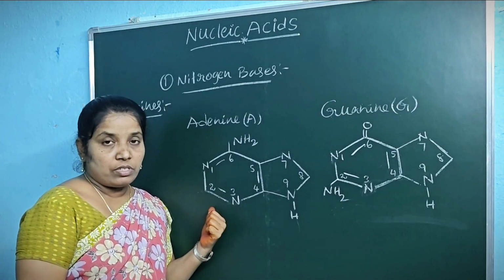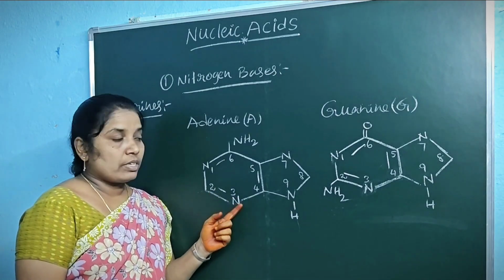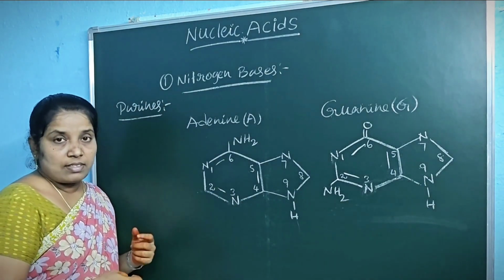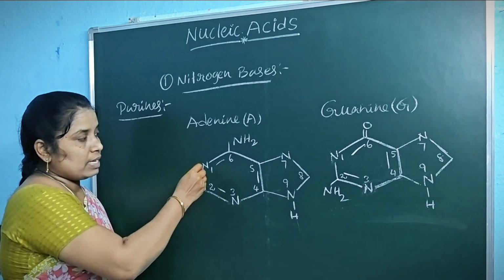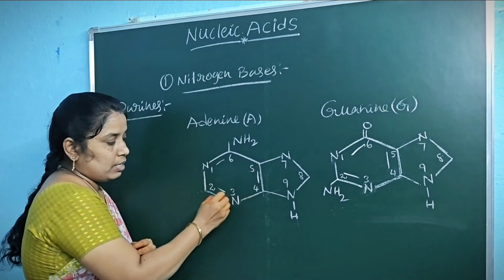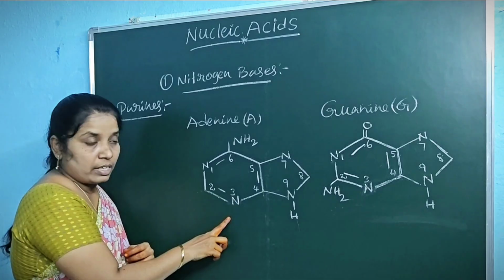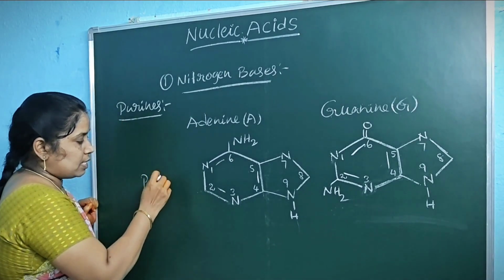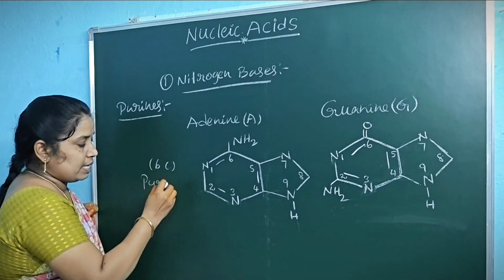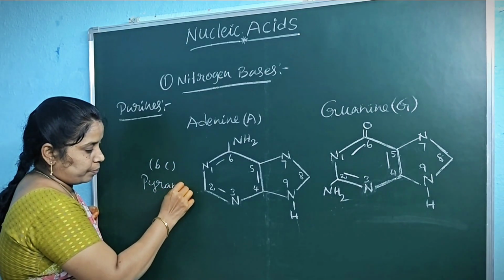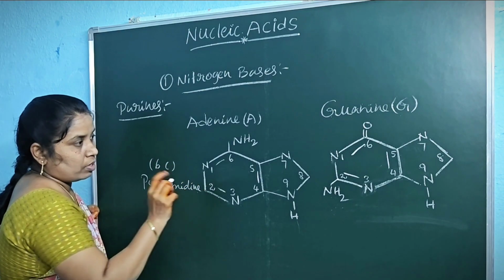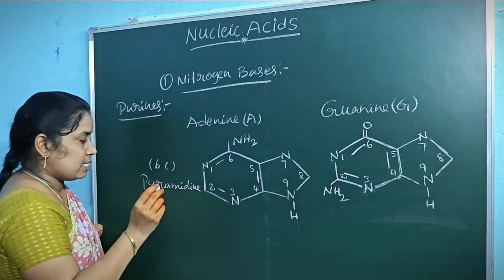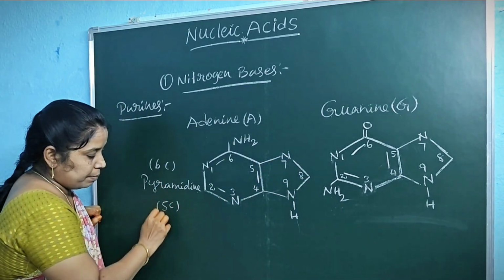So these are the structures of purines. This is the structure of adenine and this is the structure of guanine. Purines consist of 2 rings. One ring is a 6 carbon ring, similar to a benzene ring. This ring is called the pyrimidine ring, with 6 carbons. And they also consist of a 5 carbon ring, that is nothing but the imidazole ring.